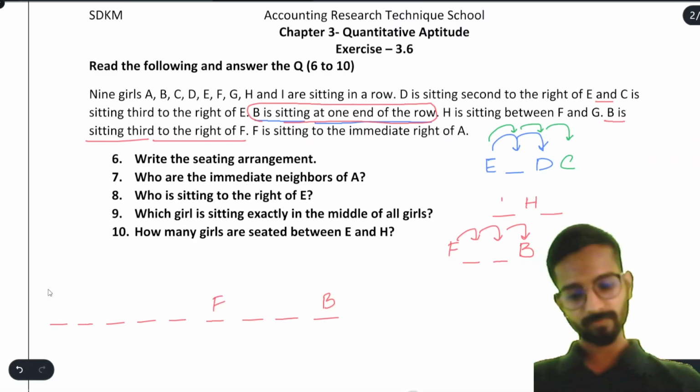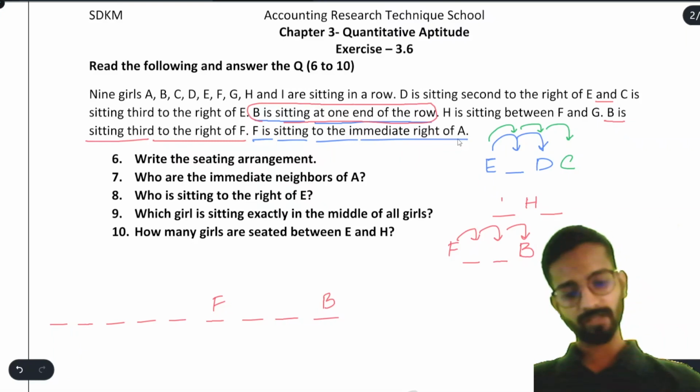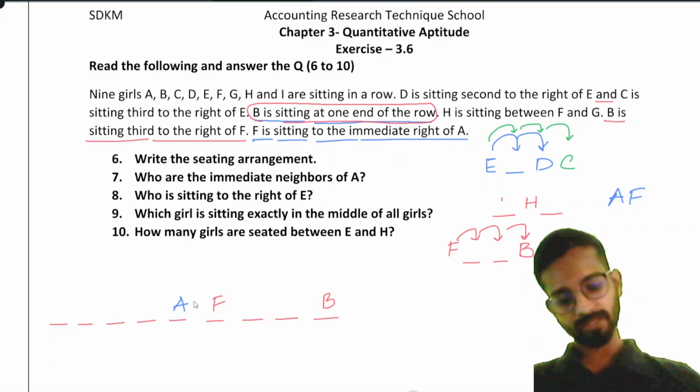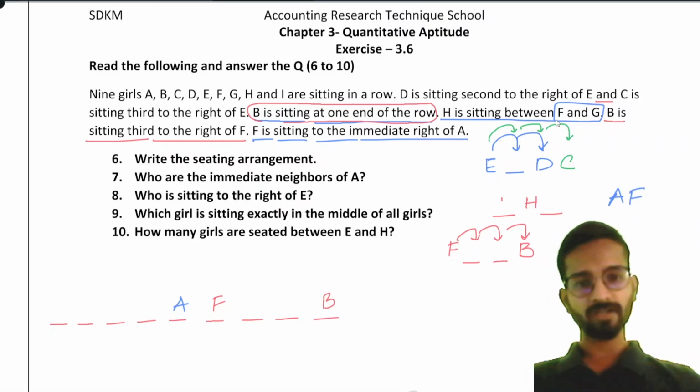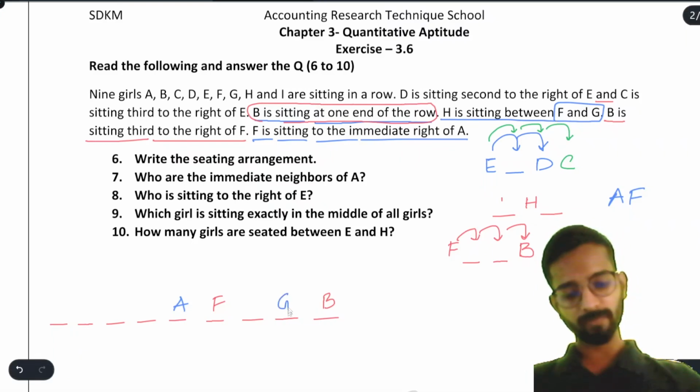Now after this, it is given F is sitting to the immediate right of A. So wherever A is, F is sitting immediate right, it means A and F will be appearing like this. Simple enough. Now what do they say? They say that A and F, it means A can be written here. Simple enough. Then about H they said H is between F and G. If H is between F and G, F we have already written, so G will be appearing here and H is between F and G.